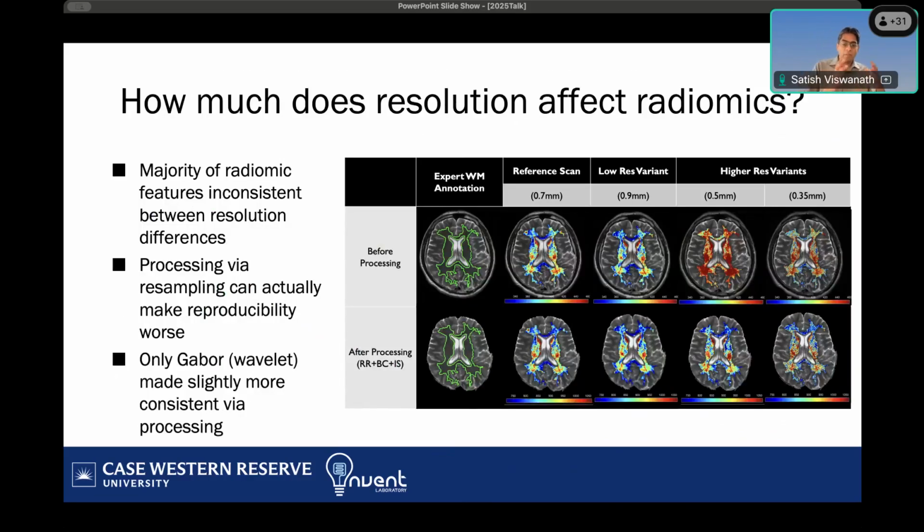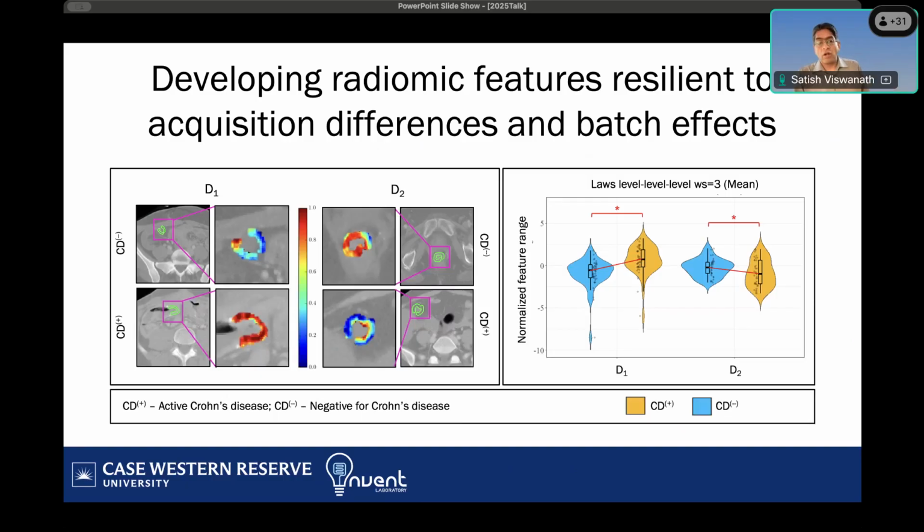So step 1, we looked at differences in the data. Step 2, we looked at differences in the radiomics. If we fixed all of this, ideally our models should now generalize, right? And so this is where the model optimization comes into place.